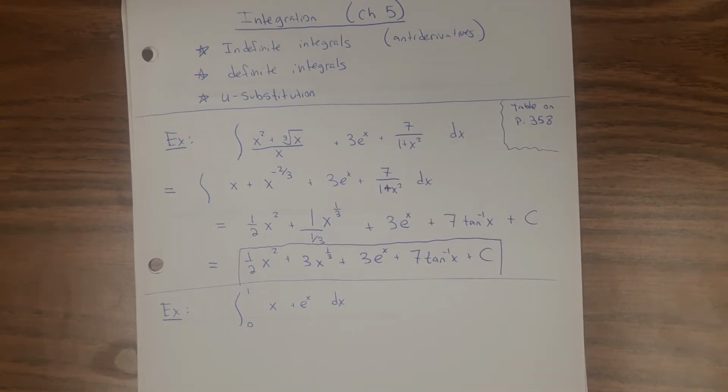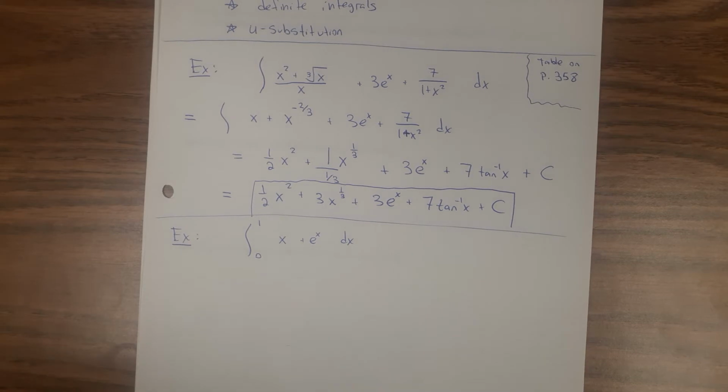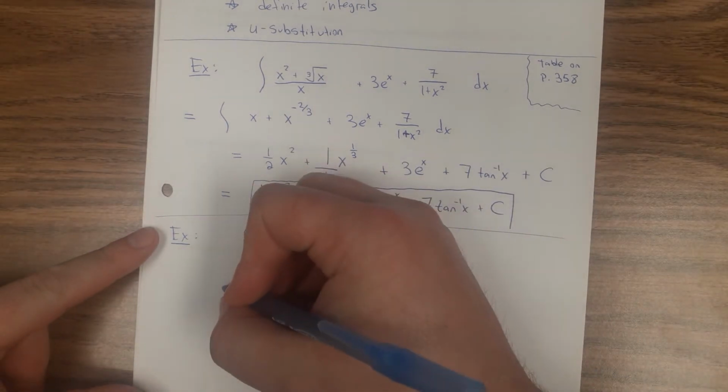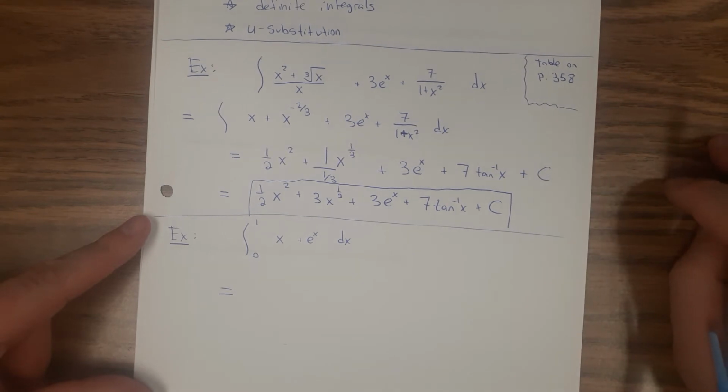All right. Next one. Next one is a definite integral, but we're going to start basically the same way as an indefinite integral. There's parts of this problem that are going to be the same as the last one. Specifically, the first thing I'm going to do is find an antiderivative.